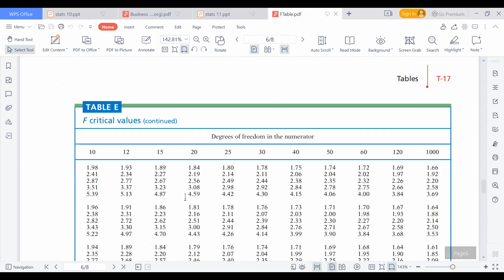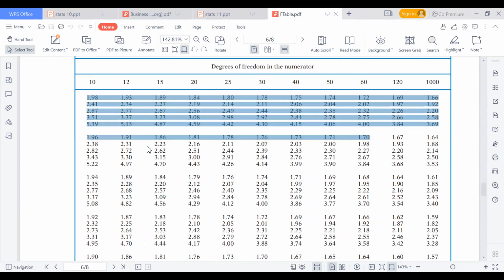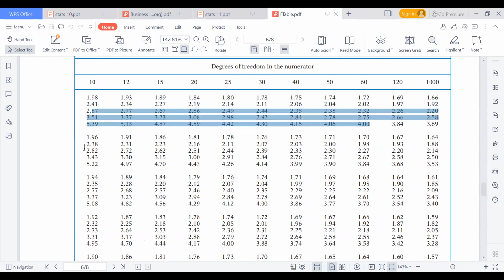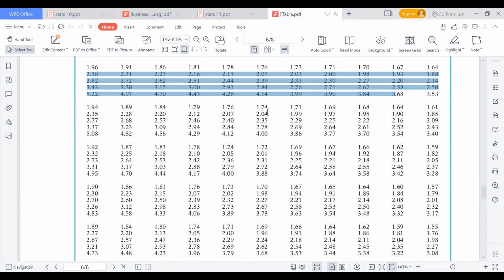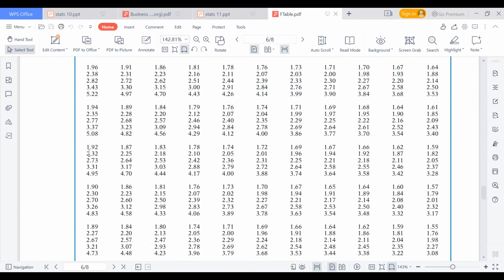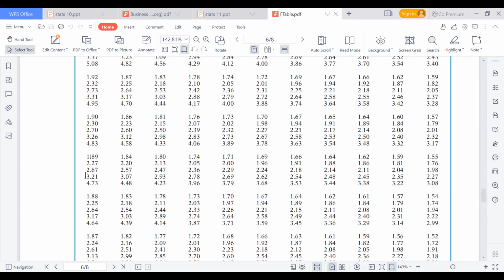So let's go again. So now we have the degree of freedom in the numerator to be 30. And the 24 will be found here. So the 24 was the seventh set of figures. So we have first set of figures, second set of figures, third set of figures, fourth set of figures, fifth set of figures, and now we have the sixth set of figures.